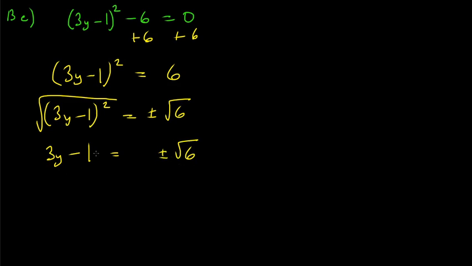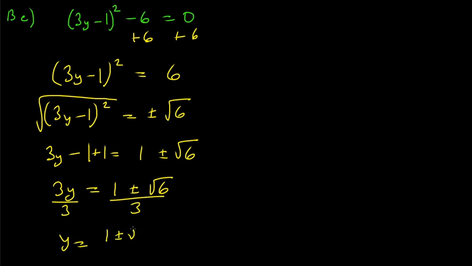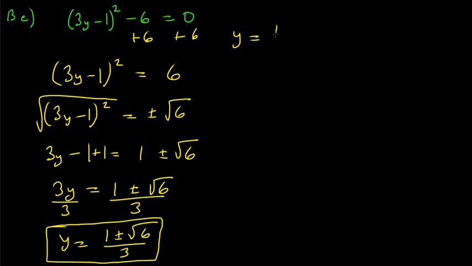So now it's just solving for y, right? And I would add the 1 to both sides first. So 3y is 1 plus or minus the square root of 6. And then divide by the 3. So y is going to be 1 plus or minus the square root of 6 all over 3. Right. And just realize there's two answers here, right?